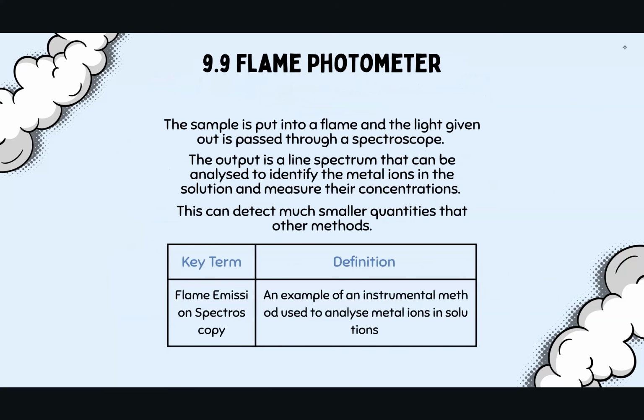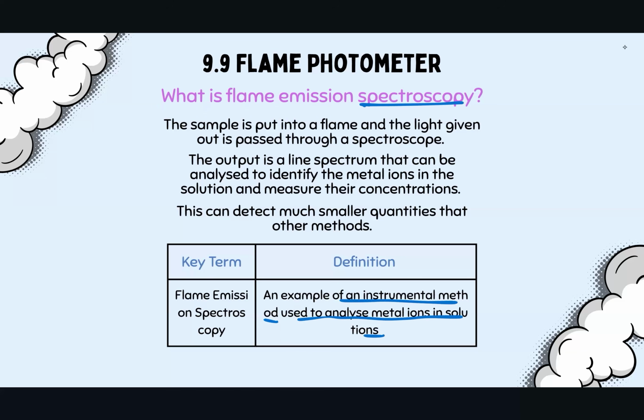Okay, flame photometer, so flame emission spectroscopy. This is the technological way of doing a flame test. Flame emission spectroscopy is an example of an instrumental method used to analyze metal ions in solution. So this tells us what positive metal ion is inside the sample. The sample is put into a flame, the same way we do a flame test.